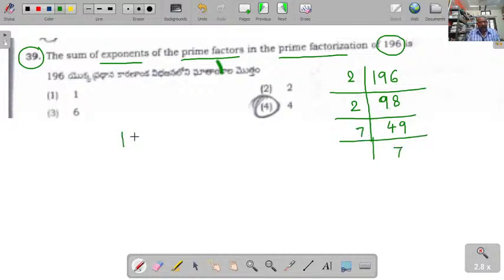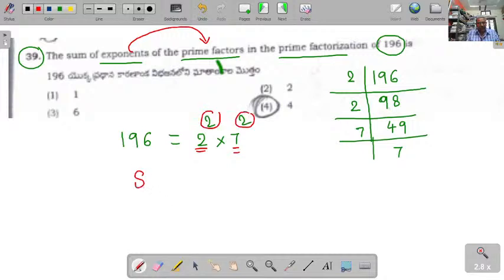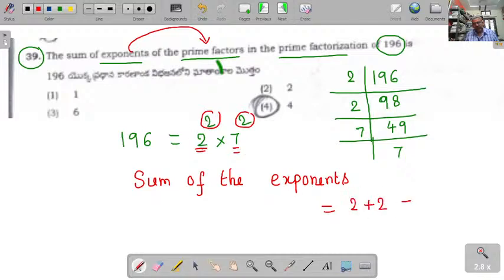So that means this 196 can be expressed as 2 into 2, that is 2 square, 7 into 7, 7 square. So now here, my dear student, check: 2 is a prime number, 7 is a prime number. Here the exponents of the prime factors are 2 and 2. What we are asked is the sum of the exponents. So the sum of the exponents is 2 plus 2, which is equal to 4. Obviously our answer is 4.